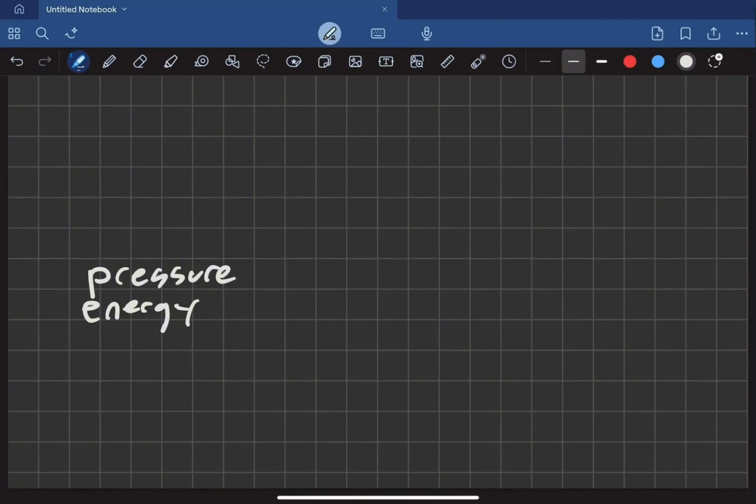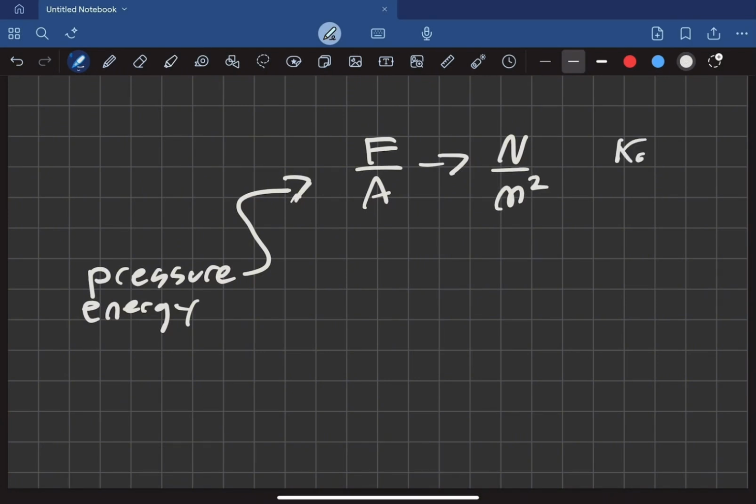So the next important thing is pressure. This is another heavy hitter in Gen Chem 1. You're going to be using this a lot. So what is pressure? Pressure is going to be force over area, which in SI terms comes down to newtons per meter squared, or kilograms meter per second squared times meter squared. This meter goes away, this meter canceled. You're left with kilograms per meter second squared.